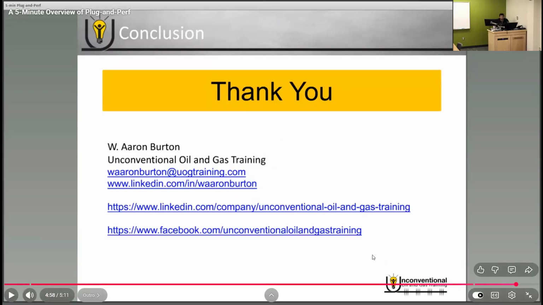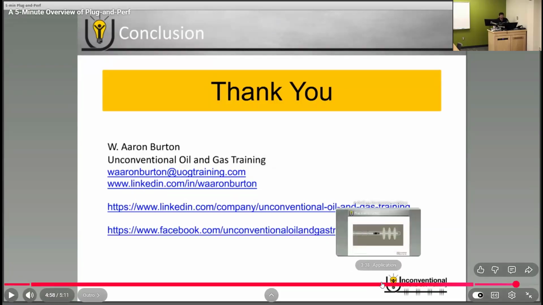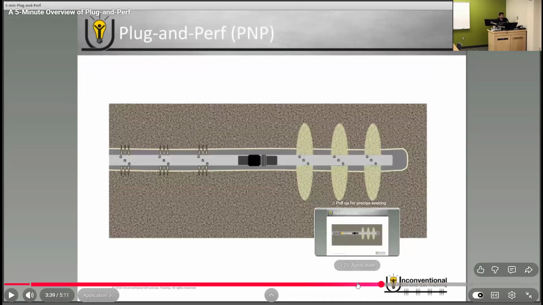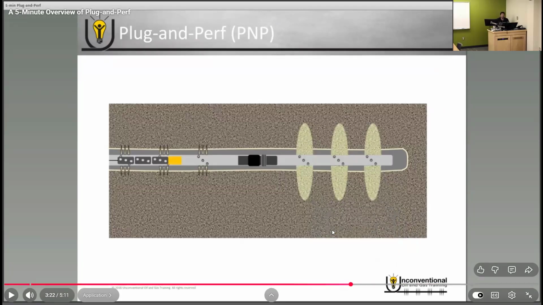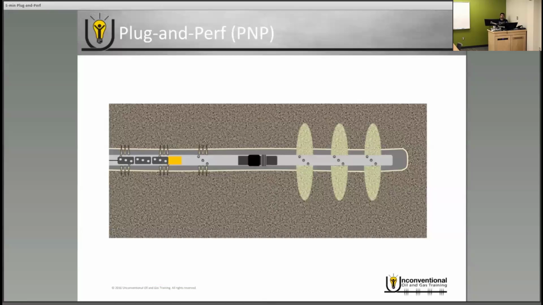A very, very smart guy, Aaron Barton. And a very simple and basic technique for the plug and perf. Basically, you isolate a stage, you pump the fractures, you move on, you make other perforations in another stage, and then you stimulate that stage, etc., etc. You start from the toe and you work your way towards the heel of the lateral.